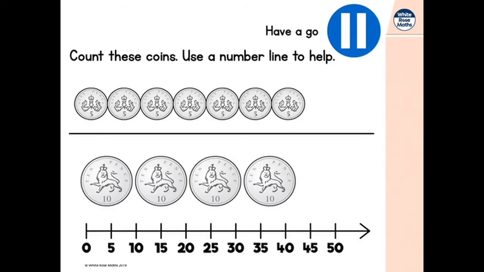Now let's have a look at using a number line to help us count coins. At the top, you've got some 5p coins. At the bottom, some 10p coins. So pause here and use the number line to help if you need. Then come back and we'll see how many of each do we have.